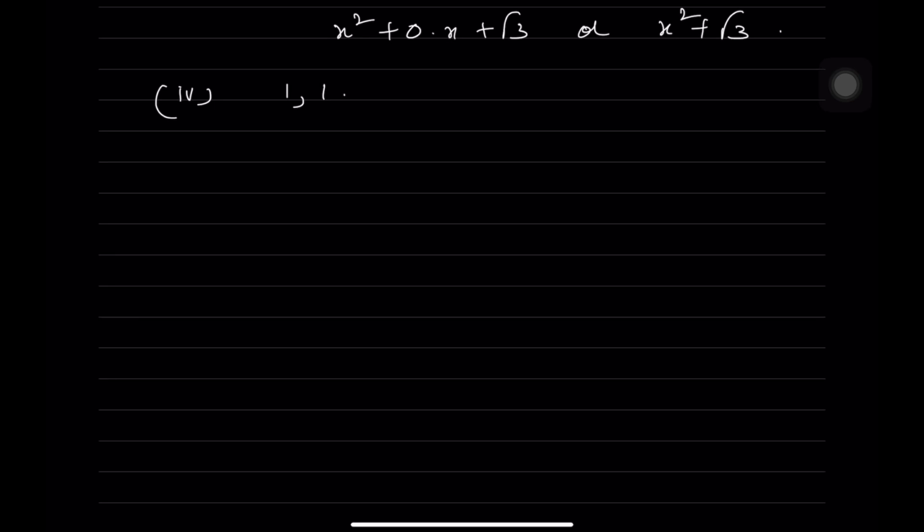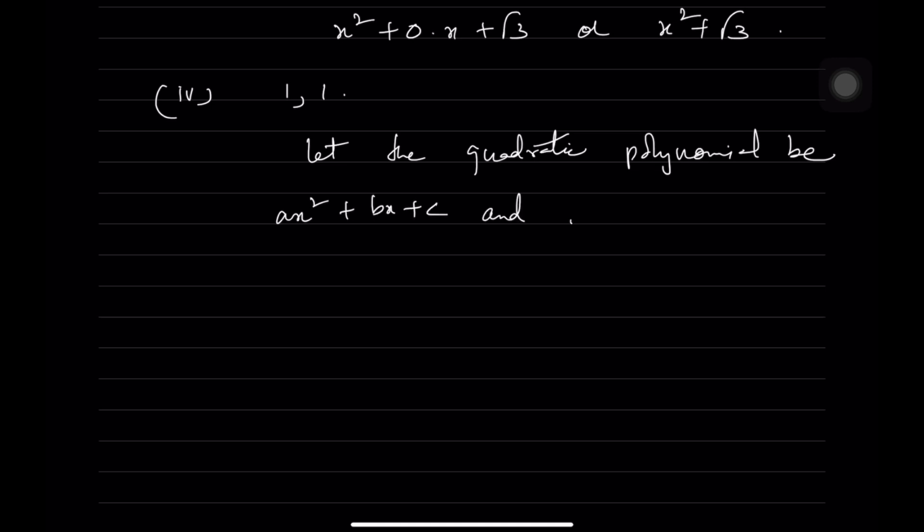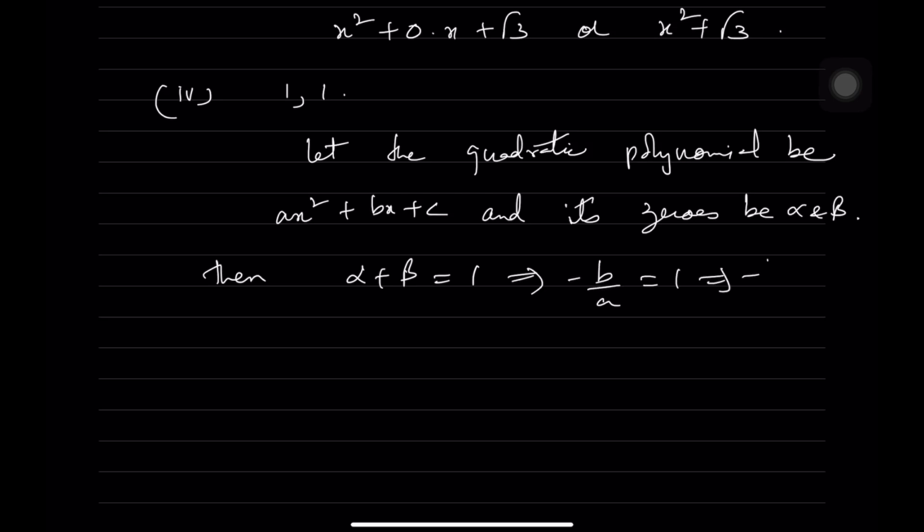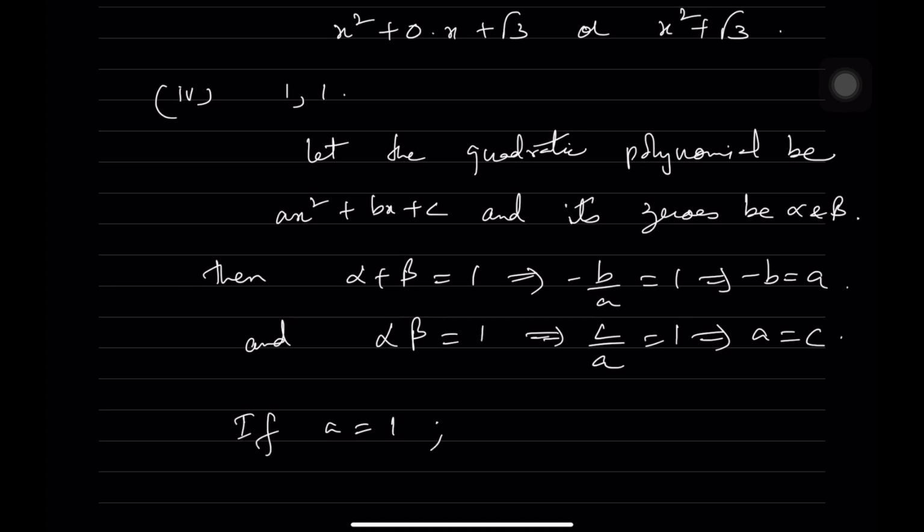In this you are having 1 and 1. The sum is also 1. The product is also 1. So let the quadratic polynomial be ax square plus bx plus c, and its zeros are alpha and beta. So alpha plus beta is equal to 1, minus b by a is equal to 1, which implies that b is equal to minus a, and alpha into beta is equal to 1, c by a is equal to 1, which implies that a is equal to c. If a is equal to 1, we get b is equal to minus 1, c is also equal to 1.